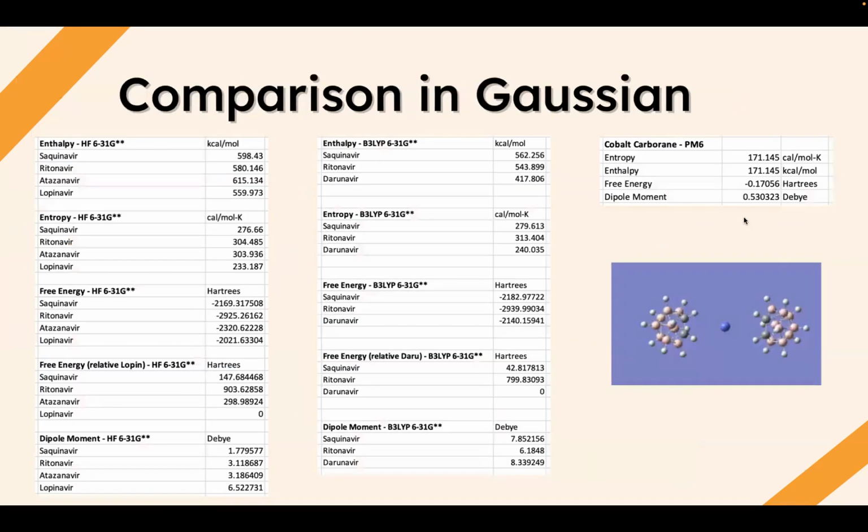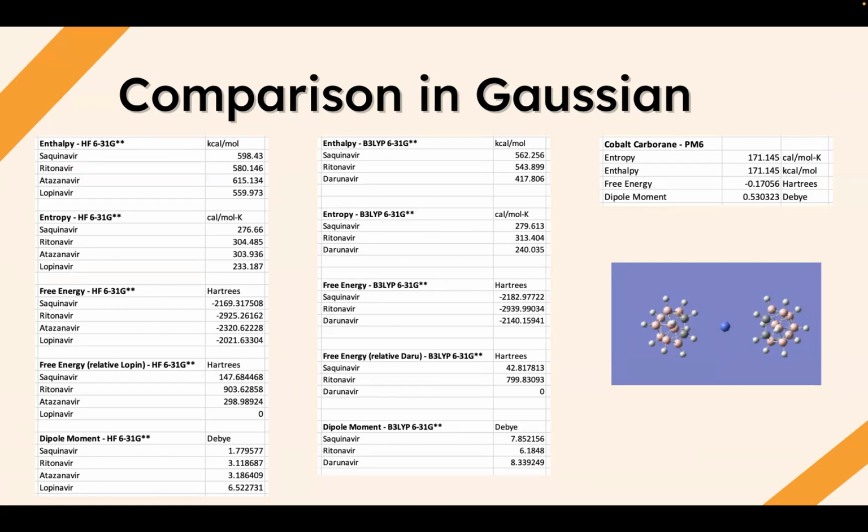So to calculate all of my results, I looked at known protease inhibitors and my cobalt carborane in Gaussian to start. I wanted to compare Hartree-Fock and B3LYP so I could get a good comparison of some ab initio versus some DFT calculations, and compare the outputs of those. For my Hartree-Fock calculations, I used saquinavir, ritonavir, atazanavir, and lopinavir. And for my B3LYP calculations, I used saquinavir, ritonavir, and darunavir. And then looking at all of my results, I found that essentially almost everything calculated was very similar.